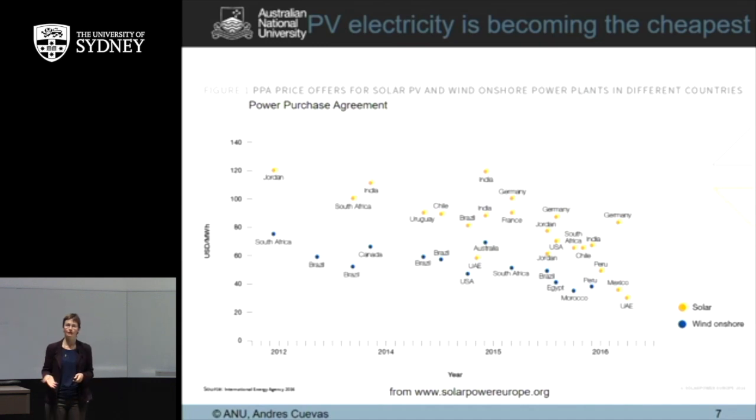It does depend on the country. Some countries are more expensive than others due to labour prices, for example. Some countries are cheaper than others due to the amount of resource, whether it's wind resource or solar resource. But overall, the prices of both are coming down, and solar and wind are now pretty similar in price.